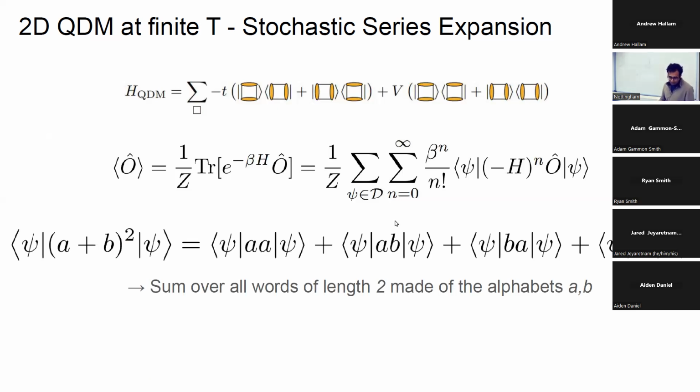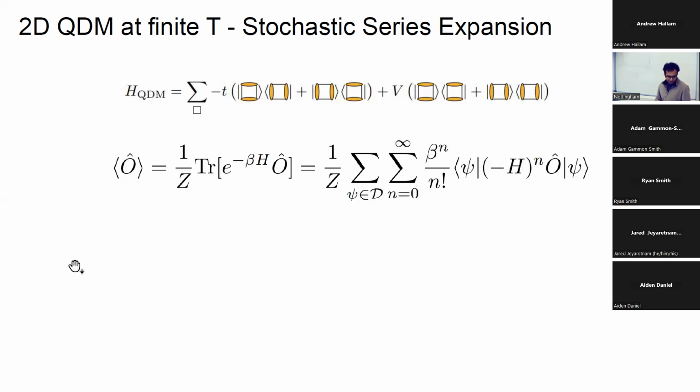Now, if I look at h to the power of n, for simplicity, let's ignore the minus and beta to the power of n, etc. Then, if I have some quantity that looks like a plus b, the whole expectation value of a plus b the whole square, I can write it like this, and it is essentially the sum of all words of length 2 made of alphabets a and b. Why 2? Because I had an exponent 2. Why a and b? Because the quantity that I raised to the power 2 contained 2 entries, a and b.